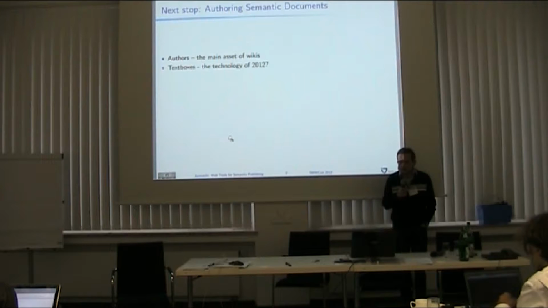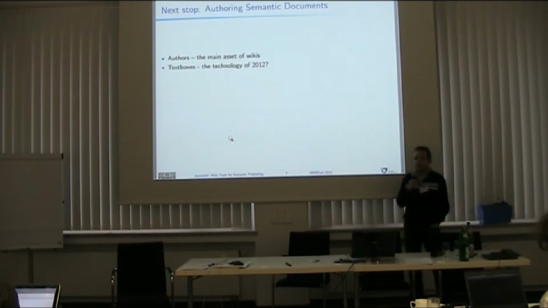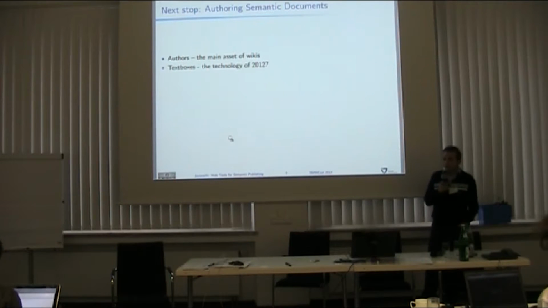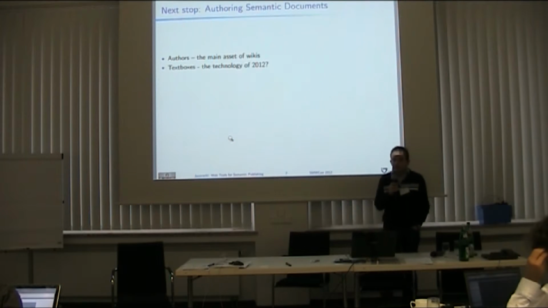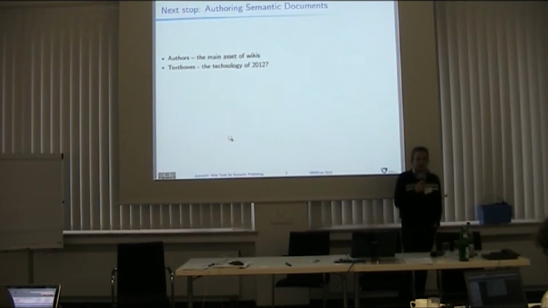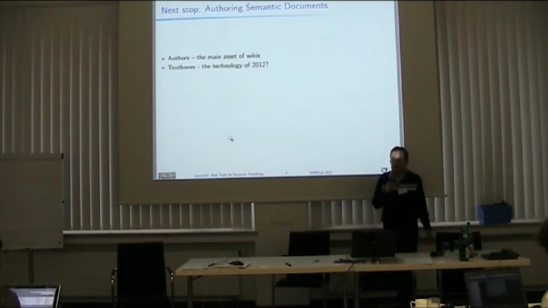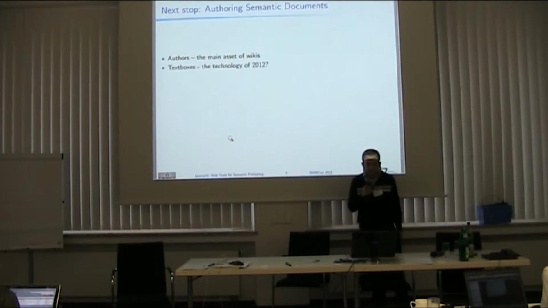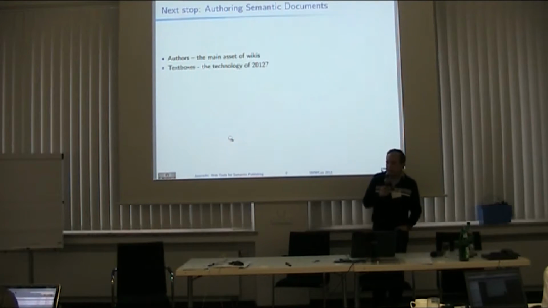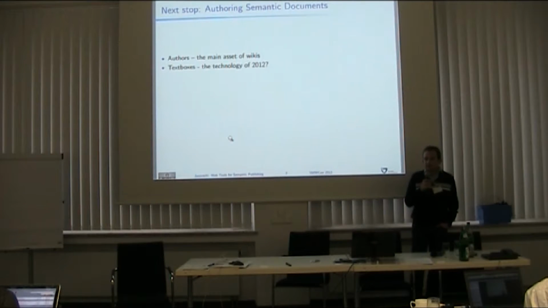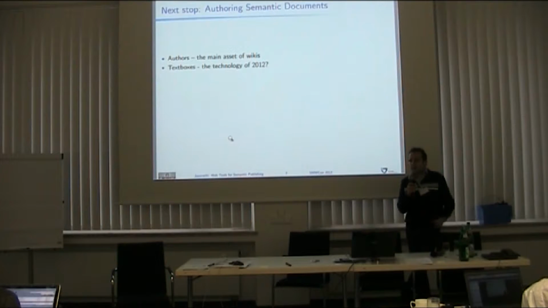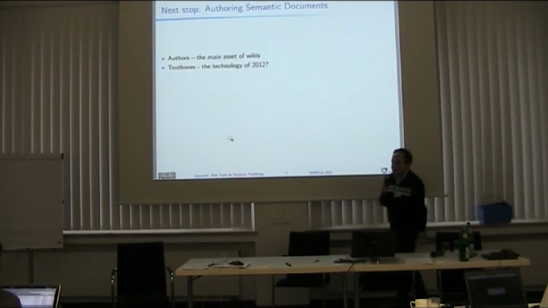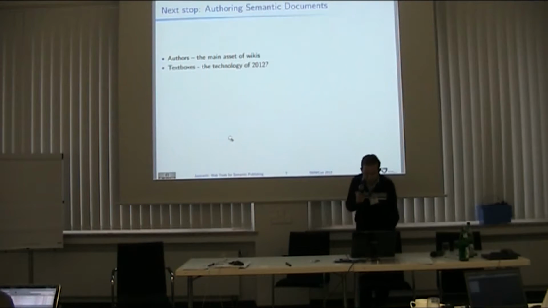Okay, that was JobAd. The next part is about the authoring. In the wiki context, authors are obviously the main asset the wiki community has. If you have no authors, you can do any kind of development you want, you're not going to succeed. Until now, I've seen in most cases where wikis were deployed that the editing support for the authors was basically just a text box, right? And the question is, is this really the technology of 2012?